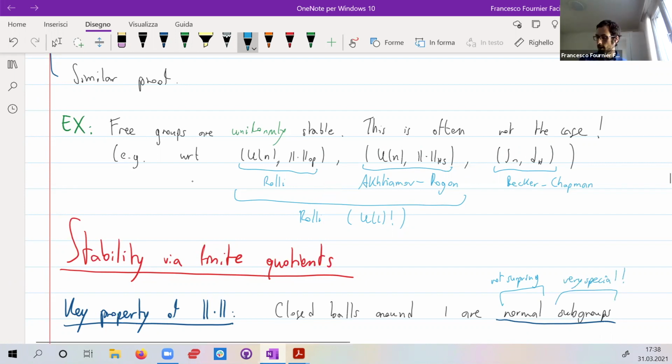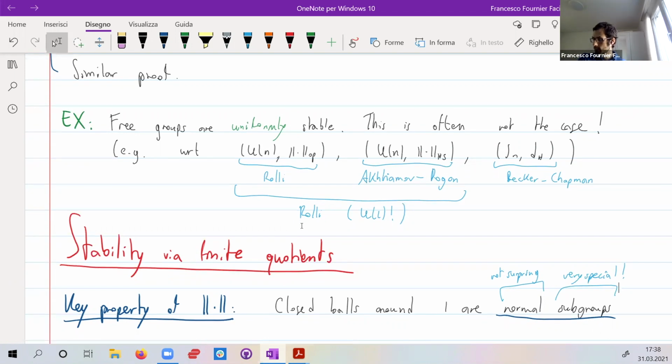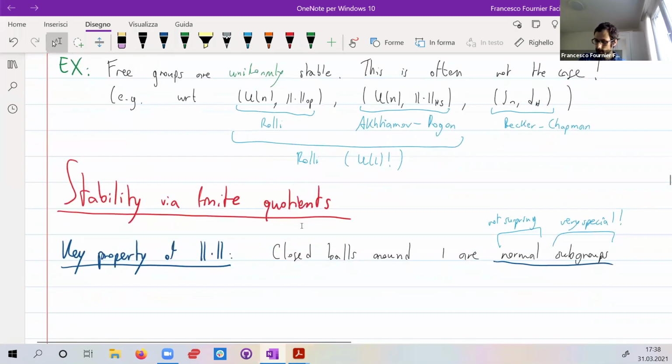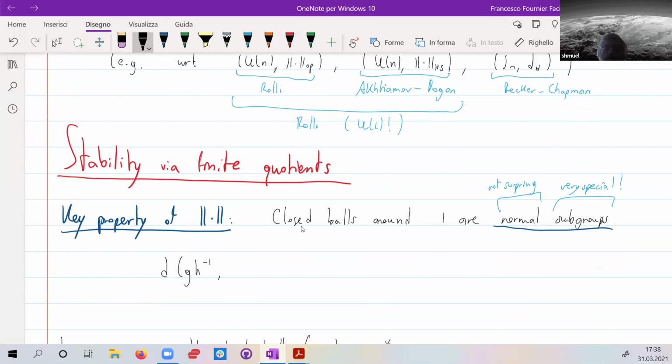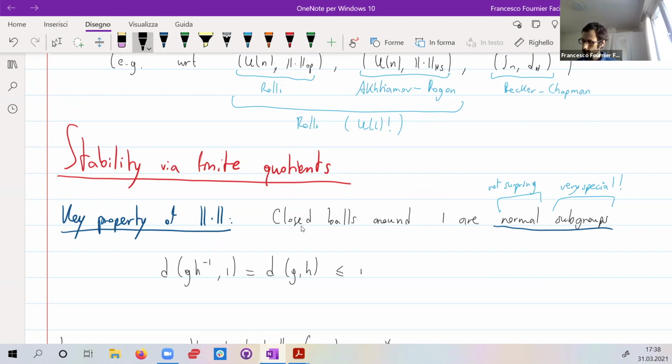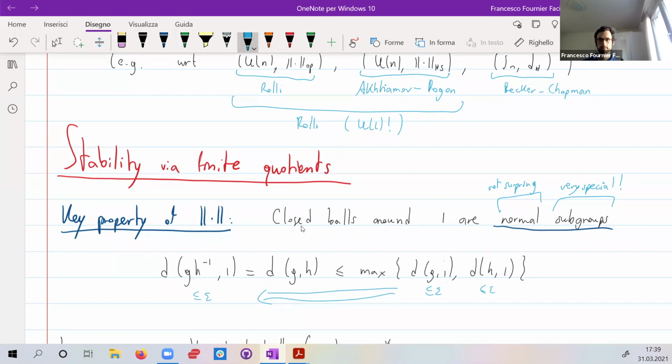In general, in an Archimedean setting, the product of something which has norm 1 times something which has norm 1 is going to have norm at most 2, but it can have norm 2. But in this case, we have this very special thing that closed balls are actually subgroups. And this follows directly from the ultrametric inequality. The distance of gh^-1 from 1 is the distance of g and h by right invariance, which is at most the maximum of the distance of g from 1 and the distance of h from 1. So if both of these are at most epsilon, then this is at most epsilon.